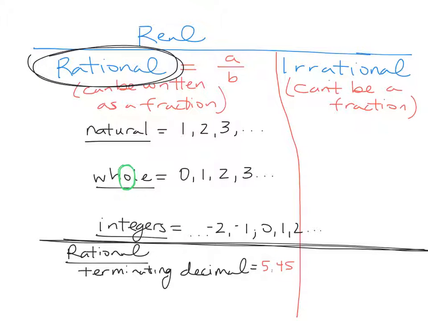A terminating decimal stops because a number like 5.45, the rule is if it's going to be rational, we have to be able to write it as a fraction. Well, 5.45 you can write as 5 and 45 hundredths, right? So that works as a rational number. Okay. You can have a repeating decimal.